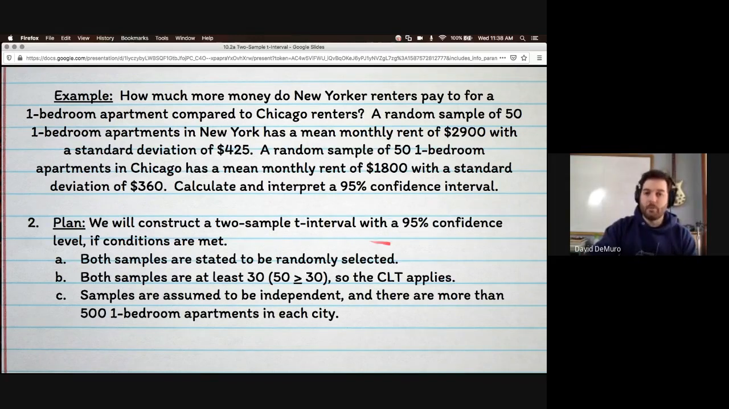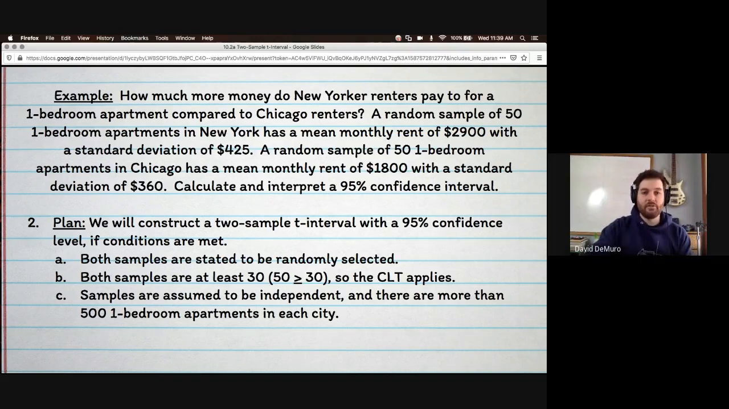In step 2, we're going to plan what we're going to do. So we will construct a 2-sample t-interval with a 95% confidence level if the conditions are met. Condition 1 is that both samples are randomly selected, and that is stated in the problem: random sample of 50, random sample of 50. So we're good on the random samples.